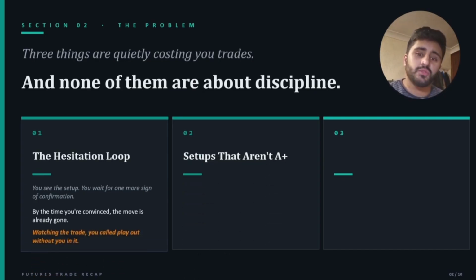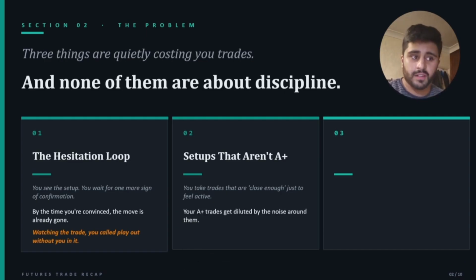The second problem is that you see A+ setups and you take A+ setups, but when you look back and journal them, they don't always look like A+ setups. So in the moment, the trade looked good, but in reality, it wasn't actually an A+ setup. So you end up taking trades that are close enough to being an A+ setup, but in reality, they're not really A+ setups. And so what we're going to do is use a mechanical process to help you dilute the noise to give you better clarity. A flat week or even a red week could have been avoided if you stayed away from the trades that look like A+ setups, but in reality, they were not.